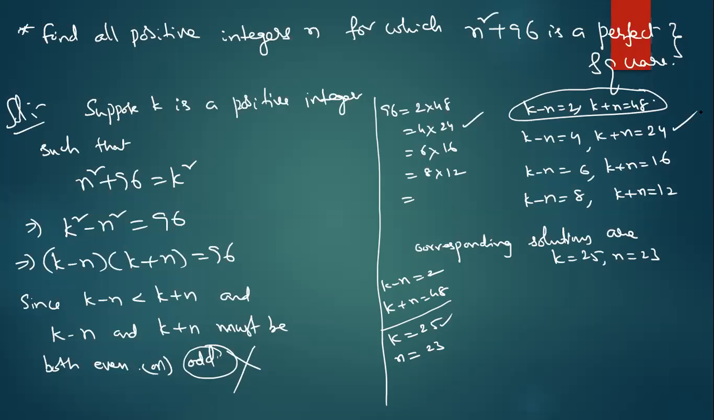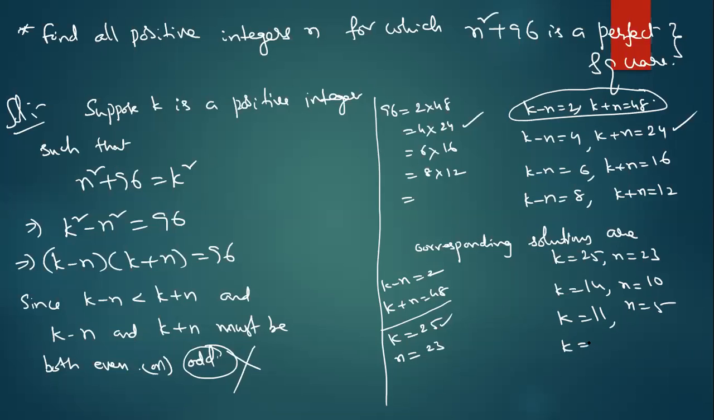What about the second case? n equals anyone? 23. k is how much? Adding means how much? 28. 28 means 14. n is how much? 14 minus 4, 10. Beautiful. And k is how much? 22. That means 11. 11 minus 6, 5. Beautiful.